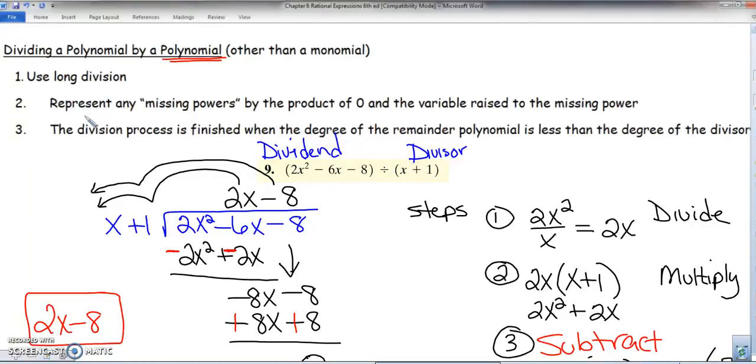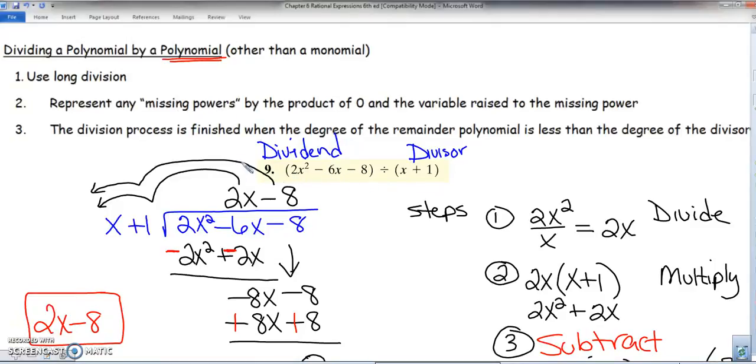Now the process that we follow, we must start by making sure everything is in standard form. That means it needs to be in descending powers, so highest power first all the way down to the constant, which has no variable attached to it. If it did, it would have been x to the 0 power, which just equals 1. So it has no variable attached. And so we make sure that every power is represented and that they are in descending powers.